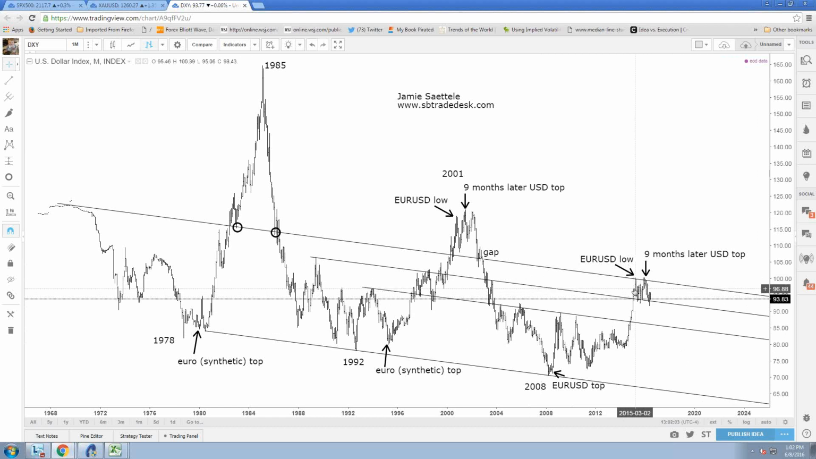We've been consolidating, going sideways now since March of 2015. It's a fairly long consolidation. Some of the points on this chart that I wanted to make are, the slope here is probably the biggest consideration after time. The time cycles have been really clear in terms of dollar bull and dollar bear trends. You can see the divergences that you've had with the euro at most every turn in history.